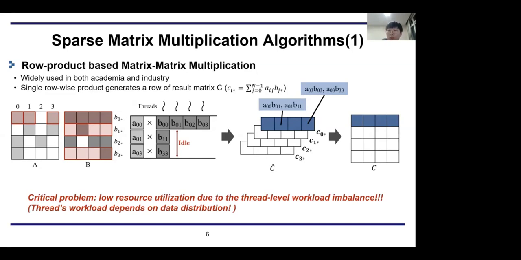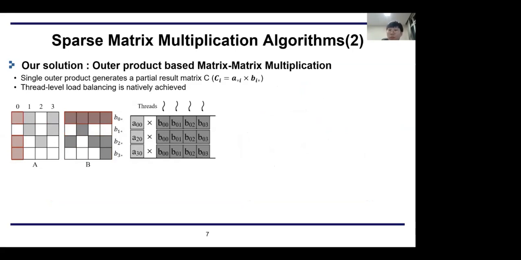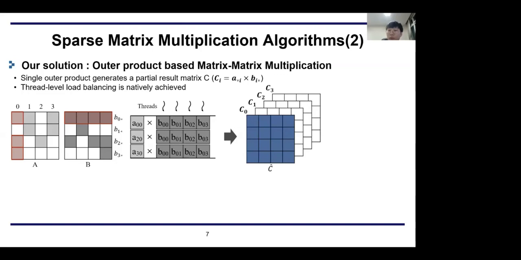The other option is outer product-based multiplication. Following the outer product equation, the elements on column 0 are multiplied by the same row B0*. By a single outer product operation, C0 is generated. The rest of the operations produce C1, C2, C3, and we can get the intermediate result C hat. And as in row-wise product, we go through the merge process and generate the result matrix C. As you can see, every thread has the same workload, not having the thread-level load imbalance problem of row product-based multiplication. Then are all problems solved?